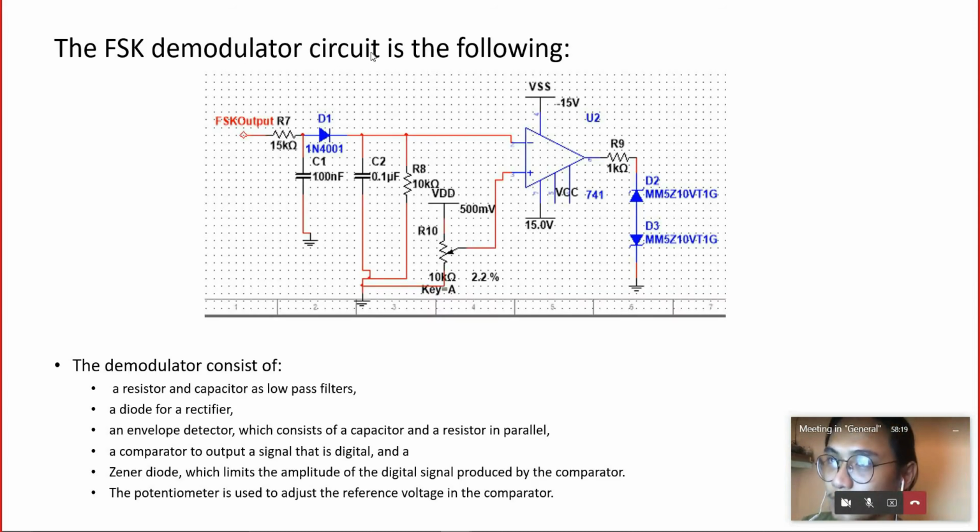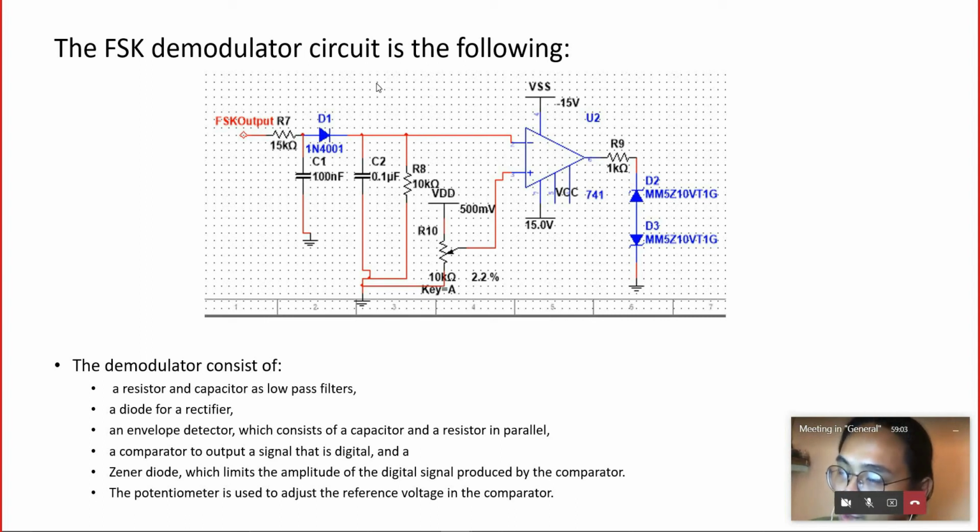So the FSK demodulator circuit is the following. The demodulator consists of a resistor and a capacitor that acts as a low-pass filter, a diode or a rectifier, an envelope detector which consists of a capacitor and a resistor in parallel, then a comparator to output a digital signal, and two Zener diodes to limit the amplitude of the digital output to match the original message.